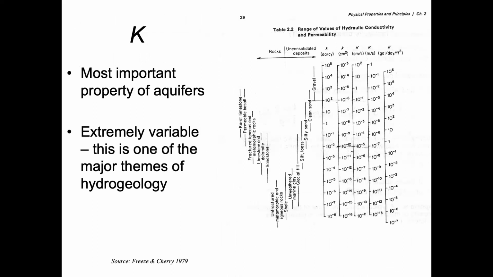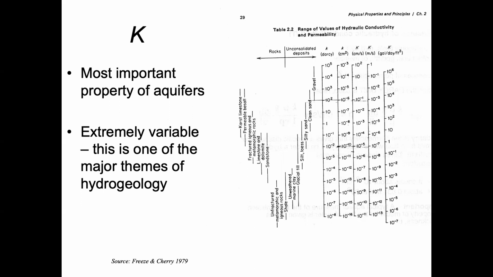So hydraulic conductivity is actually one of the absolute most important properties of aquifers. But interestingly, it is one of the more extremely variable properties as well. We have some values that we can pull out of our back pocket to say, generally these types of rocks or unconsolidated deposits may have values that range from X to X.